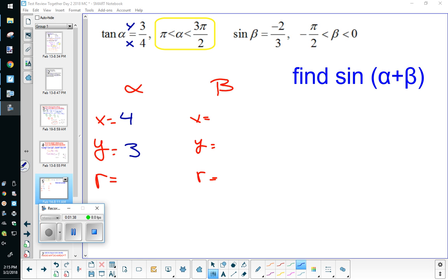Tangent is y over x, so my y is 3 and my x is 4. If I know those two things, what's my r going to be? R is 5, Pythagorean theorem. Don't forget about this second part.